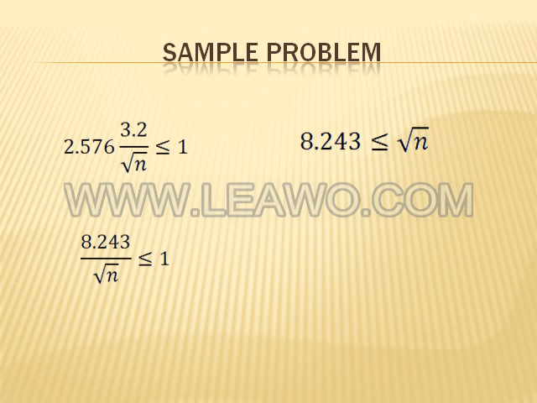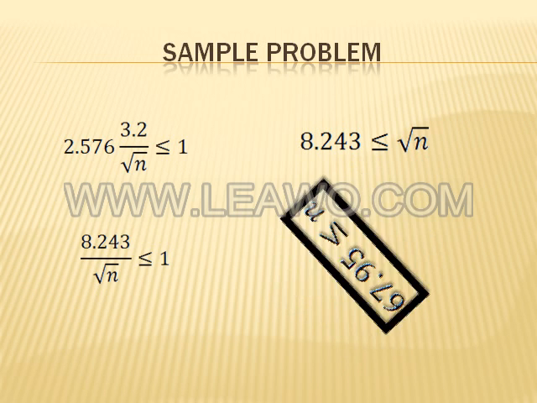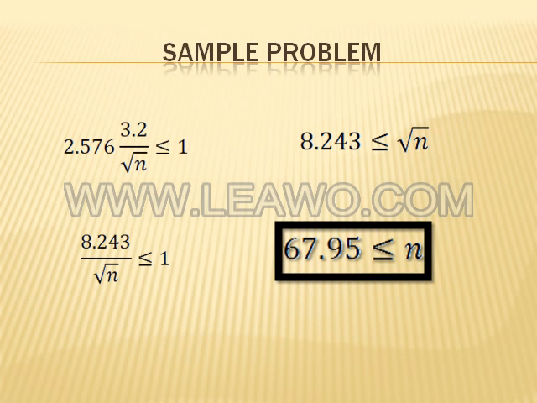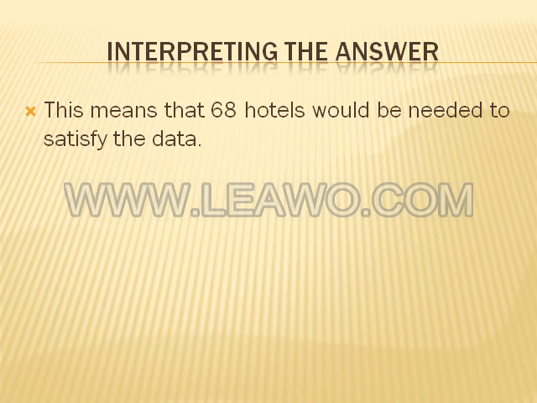Multiply both sides by the square root of n, then square both sides to get the answer. 67.95 is less than or equal to n. This means that 68 hotels would be needed to satisfy the data.